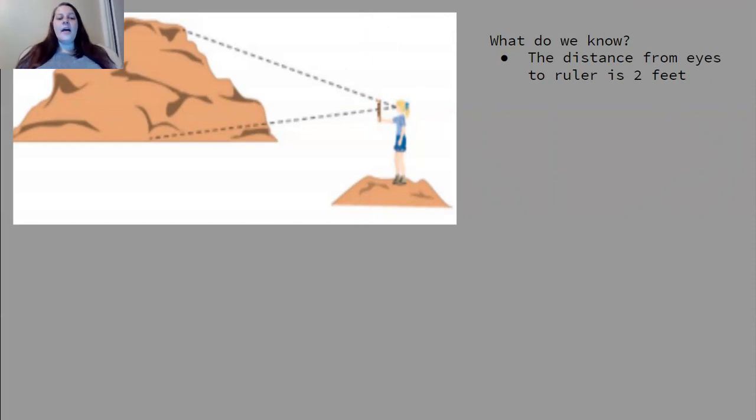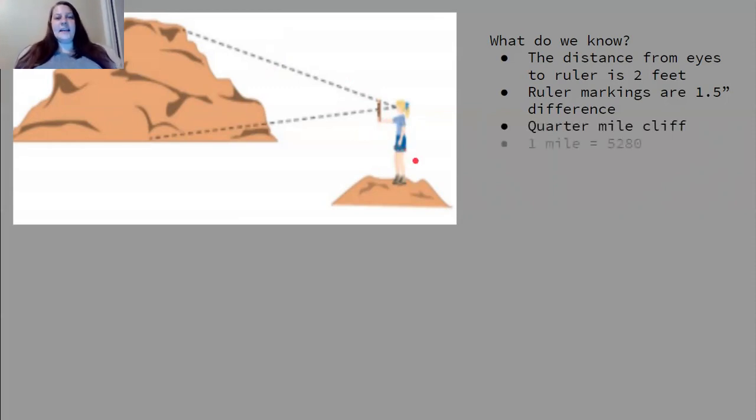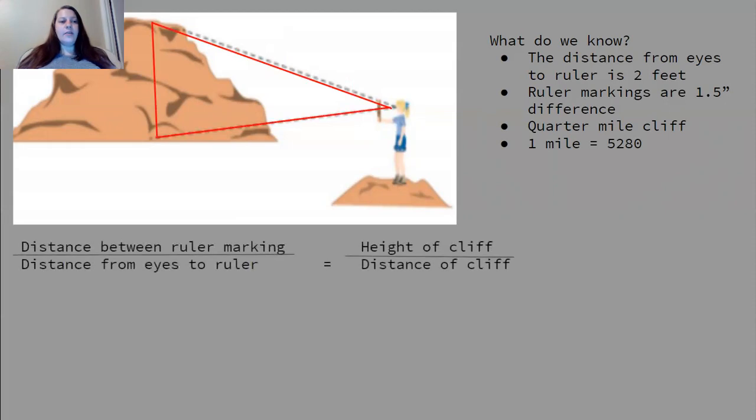The distance from Sally's eyes to the ruler is 2 feet. We also know that the ruler markings differ by 1.5 inches. And the cliff is a 1/4 mile away from where Sally is standing. And we are given that 1 mile equals 5,280 feet. So where do we begin? We need to figure out the height of the cliff, and we see that we have some triangles in this figure. So we can use those to help us figure this out.